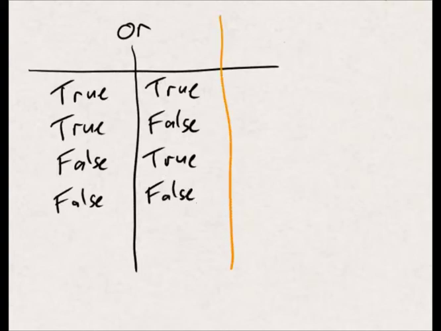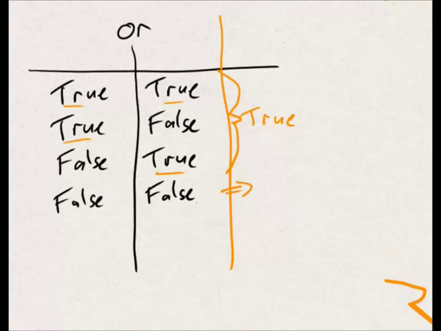When you use the OR operator, the result is true if either one of the operands are true. So these top 3 all result in a true answer, right? Because at least one of the inputs is true. The only time you get false is if you say false or false. That results in a false result.